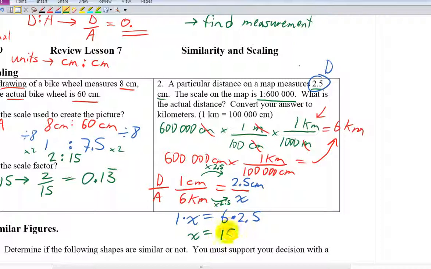X equals 15. So was that dogs, pigs, cats, goats, horses, or kilometers? Or centimeters? Kilometers. Good. Okay, 15 kilometers. And that's because the bottom of the fraction is kilometers. So this is kilometers. X must be in kilometers.